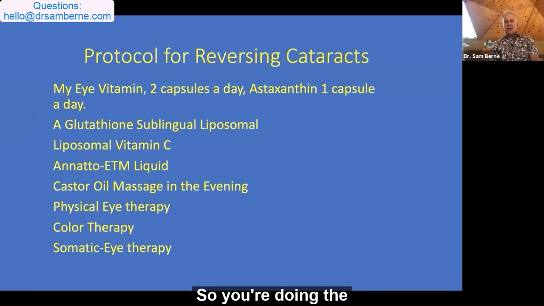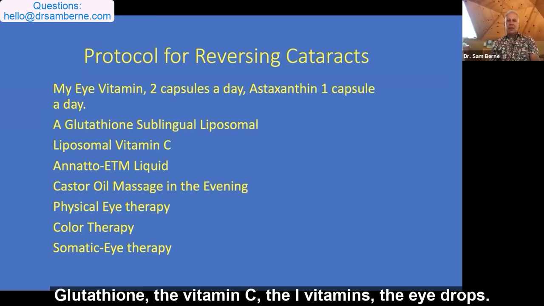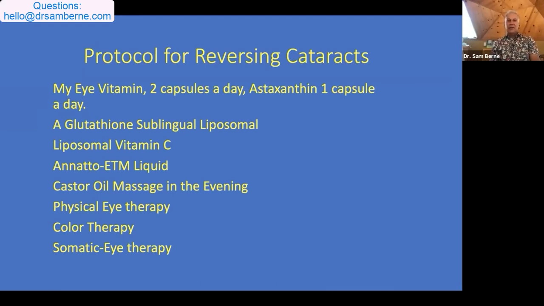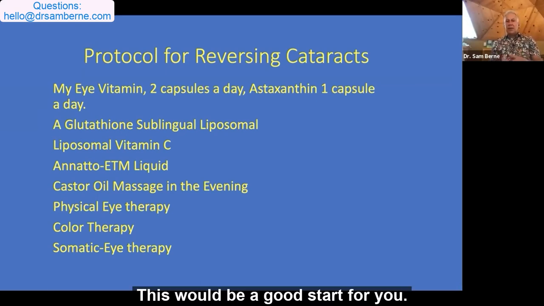So you're doing the glutathione, the vitamin C, the eye vitamins, the eye drops. This would be a good start for you.